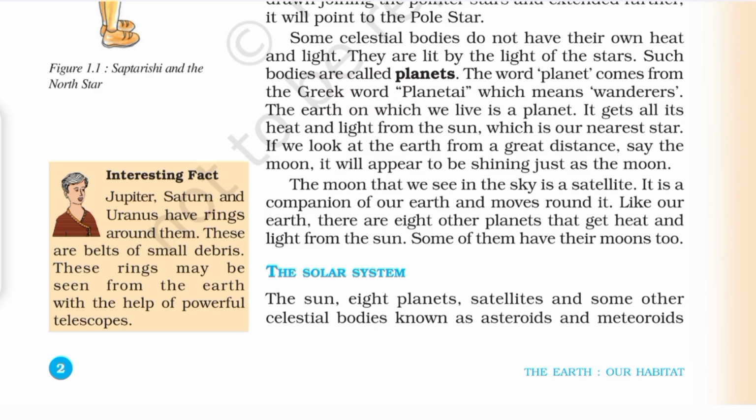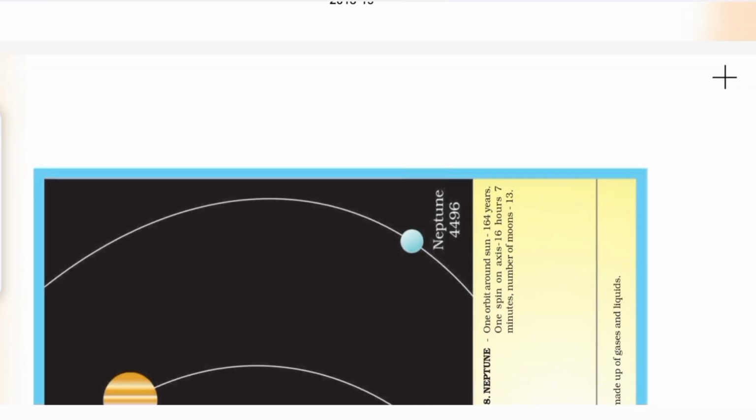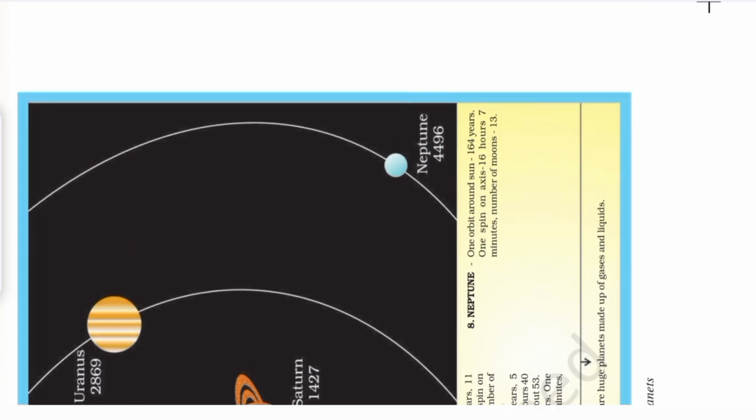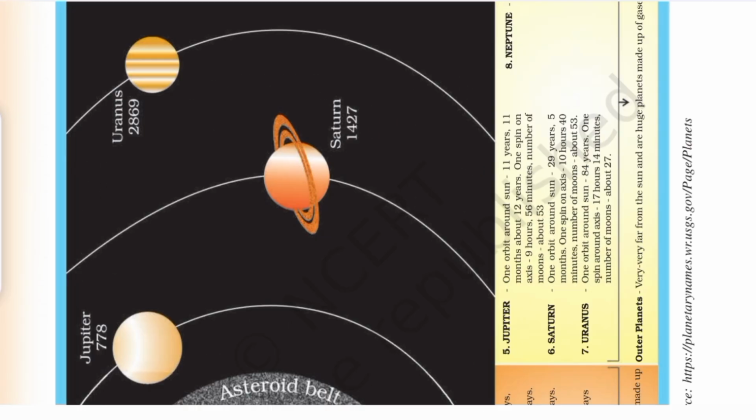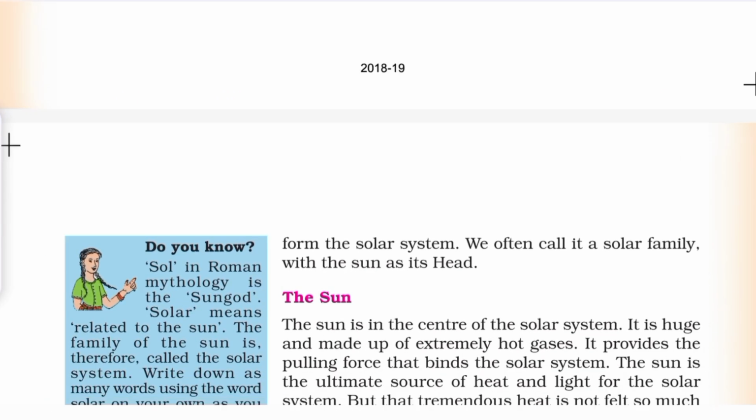Now we are going to start the topic, the solar system. The Sun, 8 planets, satellites and some other celestial bodies known as asteroids and meteoroids. Celestial bodies are what? Asteroids and meteoroids. Now there is a diagram which we will discuss next. Firstly, we cover the paragraph.